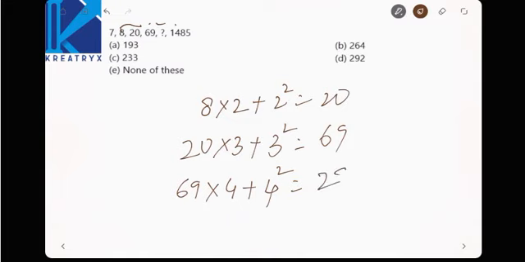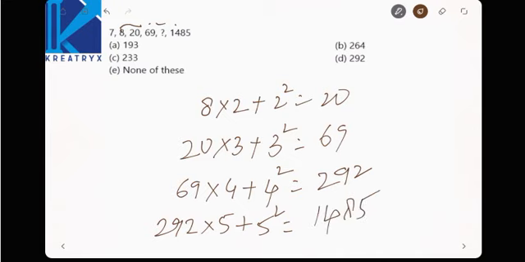Yes, your next number must also be satisfied. 292 into 5 plus 5 square is nothing but, observe this, 292 into 5 is equal to 1460 plus 25, 1485. So our pattern is correct. Okay, so the answer is 292.